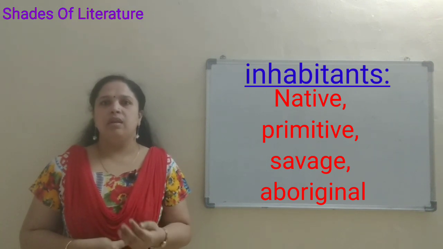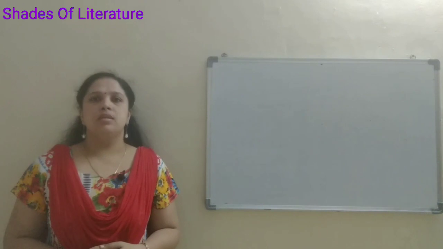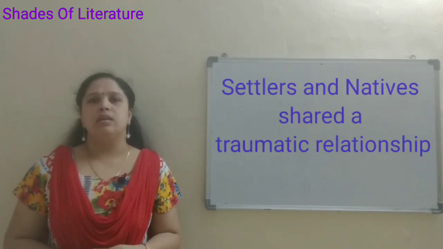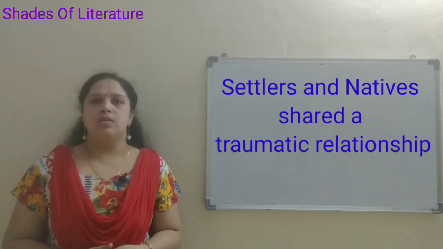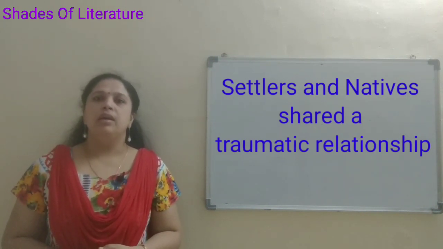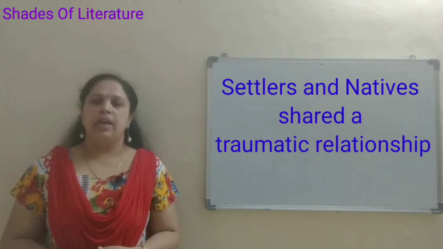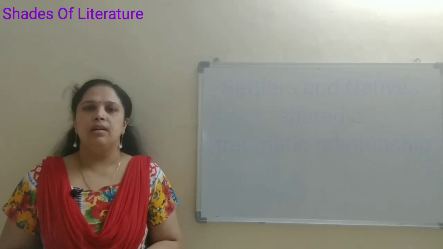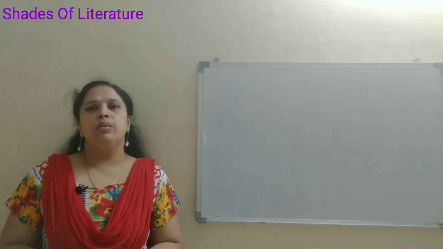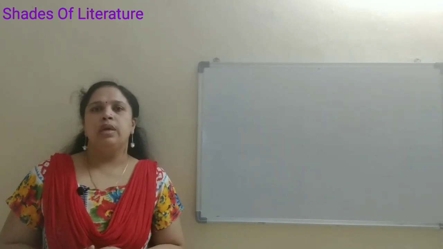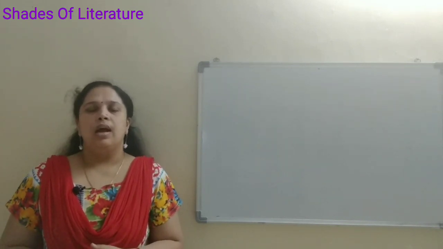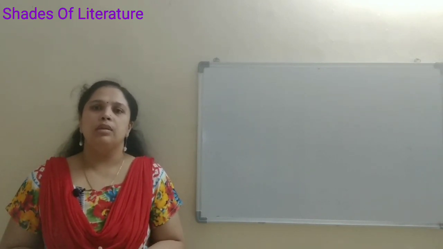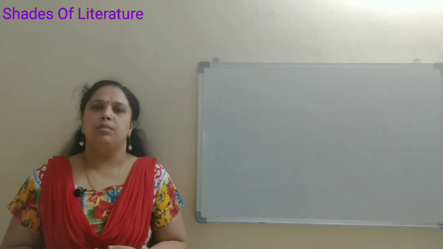Native in the sense they are the real owners of the land. Now the next question would be, what kind of relationship did the settlers and the owners of the land, the inhabitants or the natives, share? The relationship which they shared was a traumatic one. To know more about it, we need to know about the term colonialism. Initially when I started my class, I just mentioned the meaning of the term colonialism, from which word it was derived. I didn't explain much about the term.